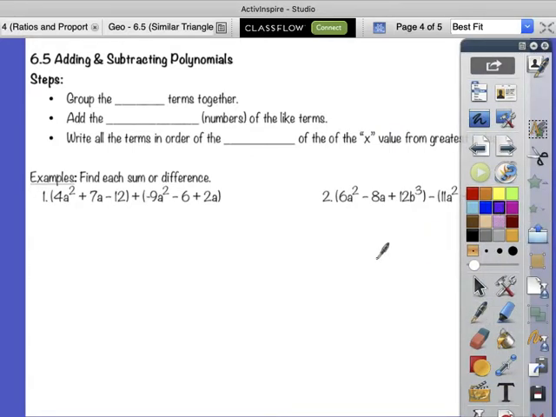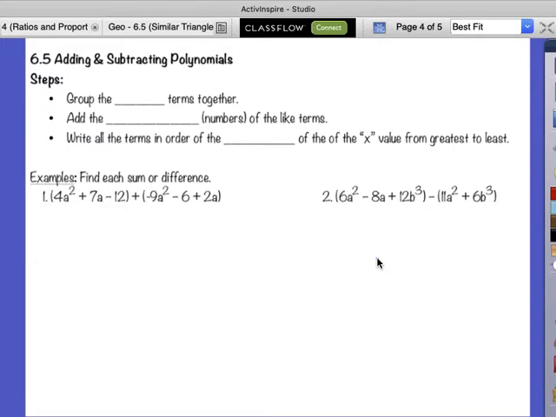Okay? So, adding and subtracting polynomials. What we're going to do is we're going to have two polynomials here, and sometimes we can even have 3, 4, 5 multiple polynomials. Because, as we recall, in the parentheses on the left here, this is all one polynomial. It's made up of multiple monomials. A polynomial is one or more monomials.